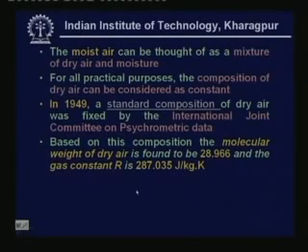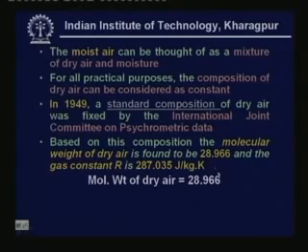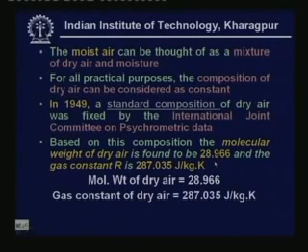So based on this composition, the molecular weight of dry air is found to be 28.966, and the gas constant R is 287.035 joule per kg Kelvin. It is important to remember these values because we will be using them in calculations. Okay, so molecular weight of dry air is 28.966, gas constant of dry air is 287.035 joule per kg Kelvin.